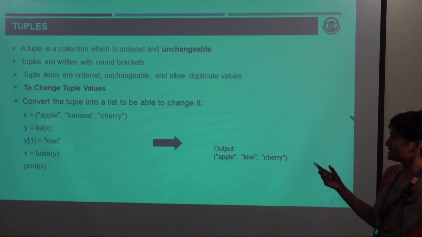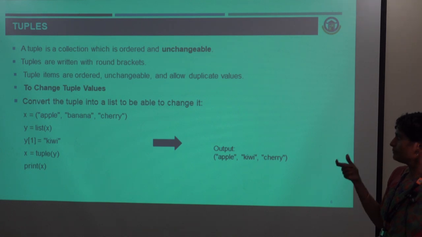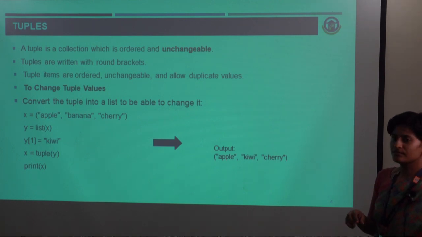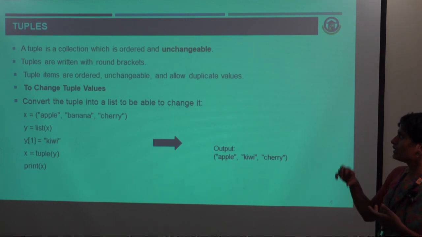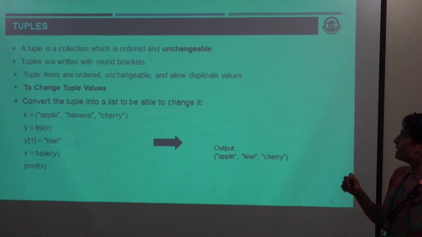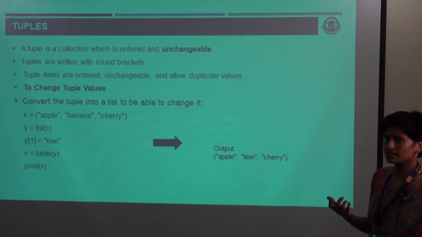So let's see this simple example. Here x is a tuple. Inside the tuple we have given apple, banana, and then cherry. While we are running the program, the order does not change, as in the list, but we can't directly add or remove any item inside the tuple.